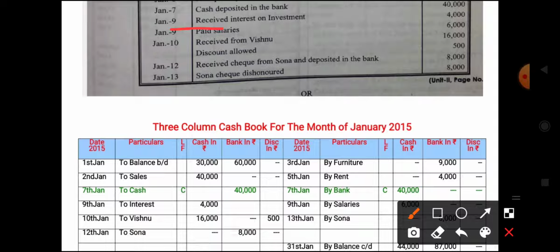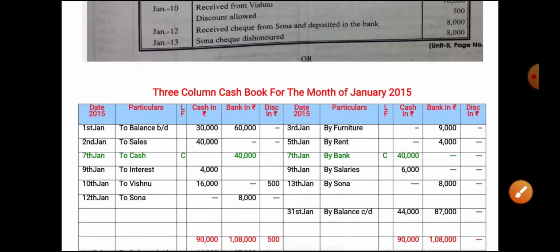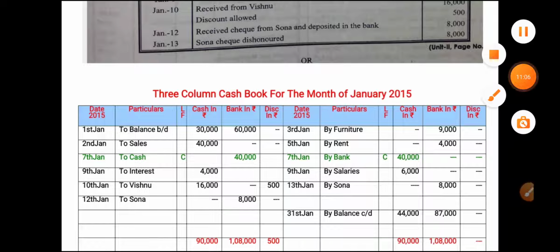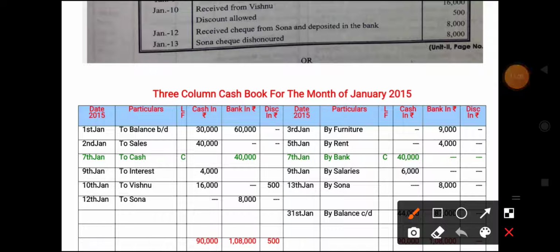Next, 9th January received interest on investments. So January 9th, to interest 4000. Then 9th January itself paid salary of 6000. So by salaries, 9th January by salaries, it is 6000 in bank, cash column. So here it is 9th January by salaries 6000 rupees.